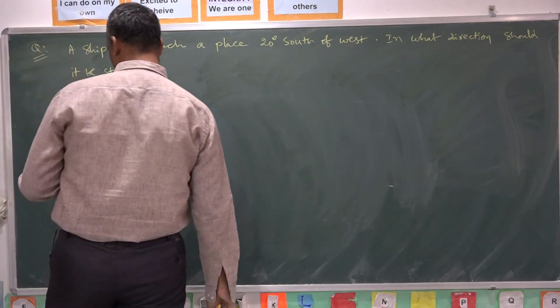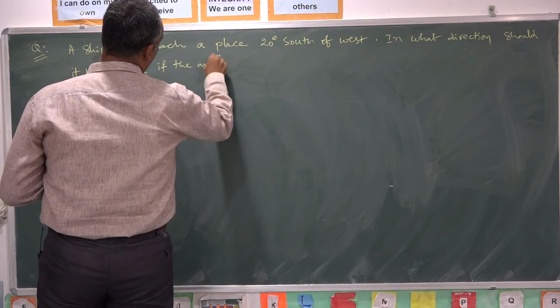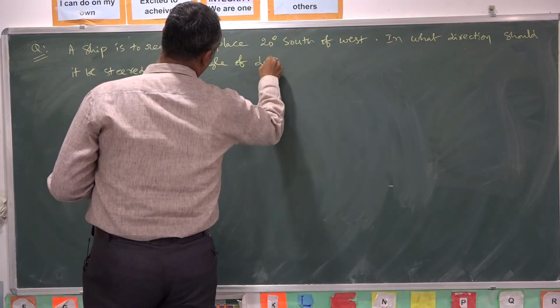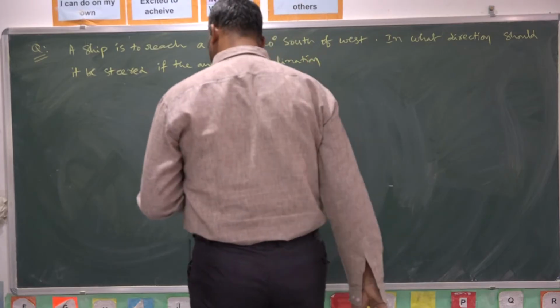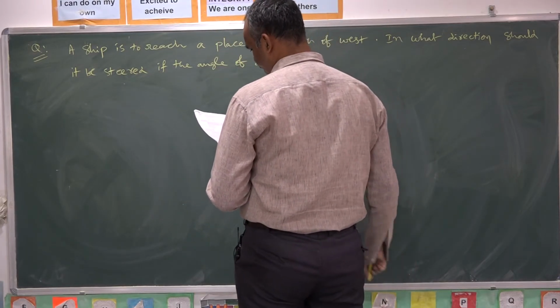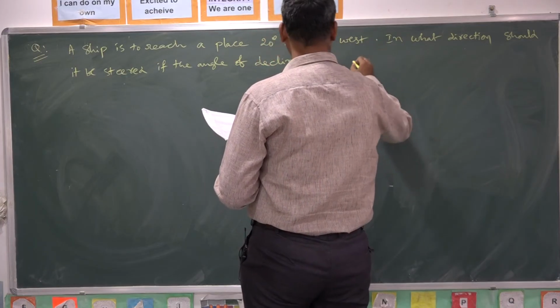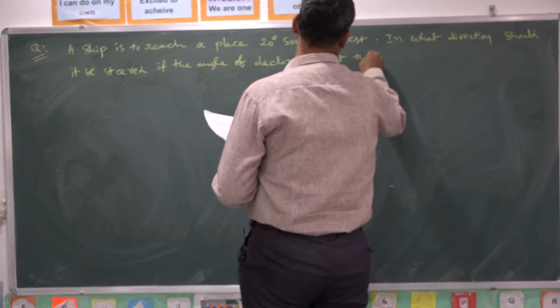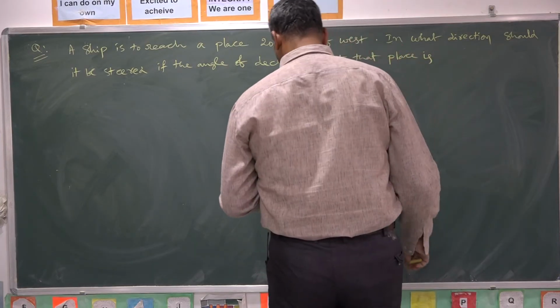If the angle of declination at that place is 16 degrees west.